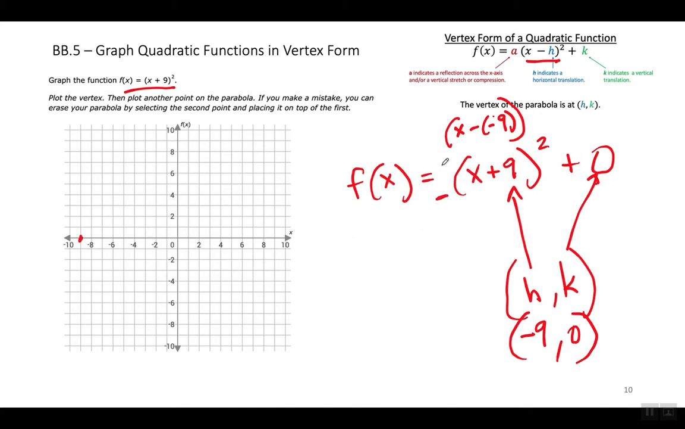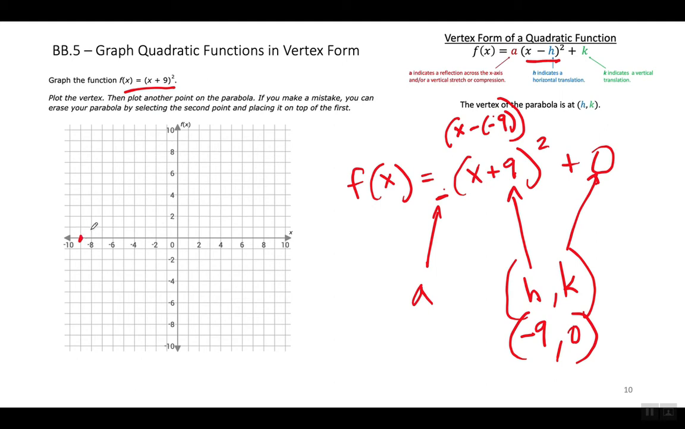All right, so the vertex is located right here at negative 9, comma 0. A is an invisible positive 1 here. So A is positive, so the parabola opens up.